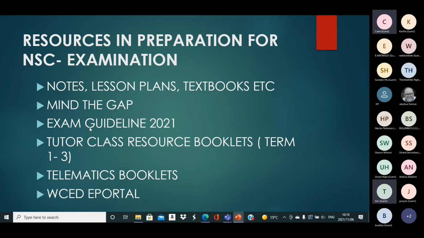Please do not forget about your exam guideline 2021, the new one. The resources that we have used, grade 12, during these sessions, it's excellent booklets. Please go through them. There's summaries for you. I feel like if you study only the notes in those booklets, you are 80% or 70% ready for your exams. Telematics booklets, and now I'm talking about resources, but do not forget about the WCDE portal. There are links and advice, and there are things you can download. Lot of resources.